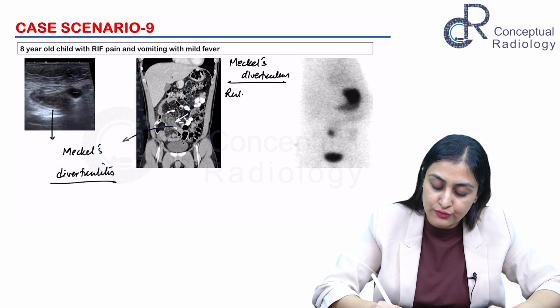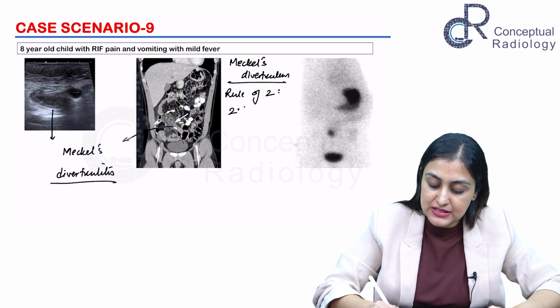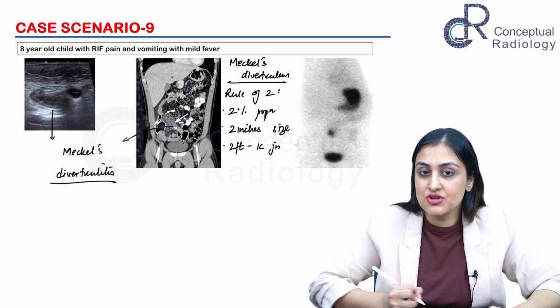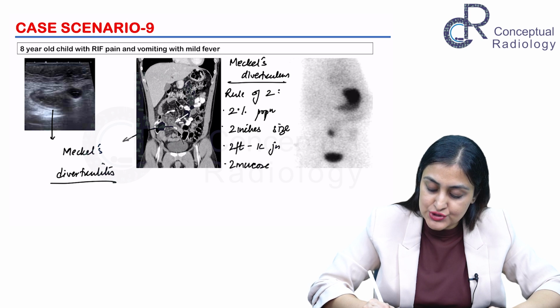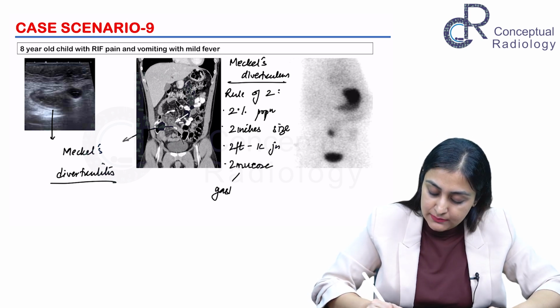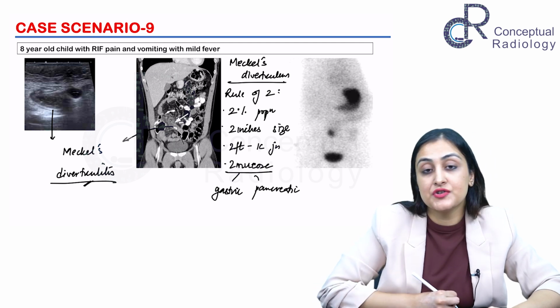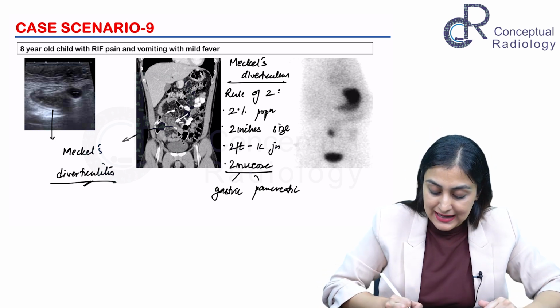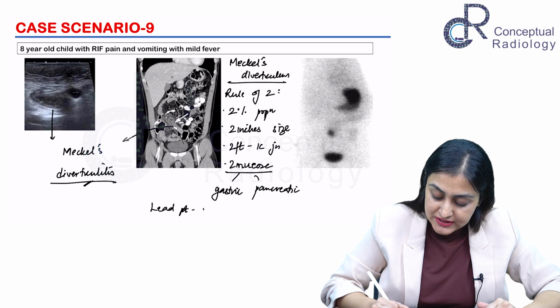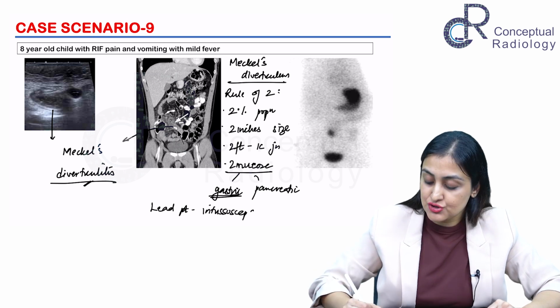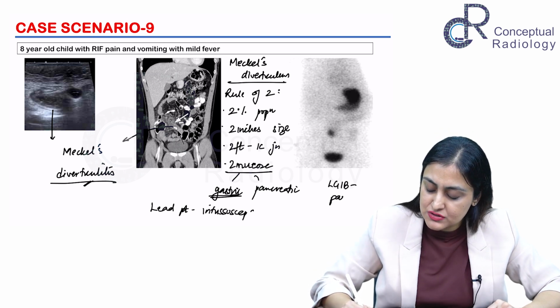You know the rule of 2 for Meckel's diverticulum. So this is something which is seen in 2% of the population. It is frequently 2 inches in size. The most common location is 2 feet from the ICJ junction, and it has 2 kinds of mucosa. So it has gastric mucosa and pancreatic mucosa. So it can be inflamed, resulting in Meckel's diverticulitis. It can act as a lead point and present as intussusception, or the gastric mucosa can ulcerate and it can actually present as lower GI bleed, which is painless.